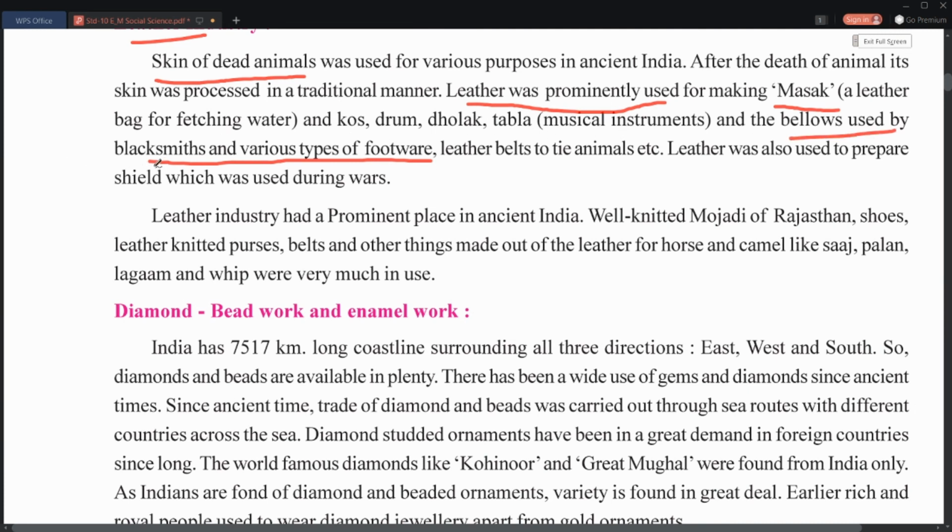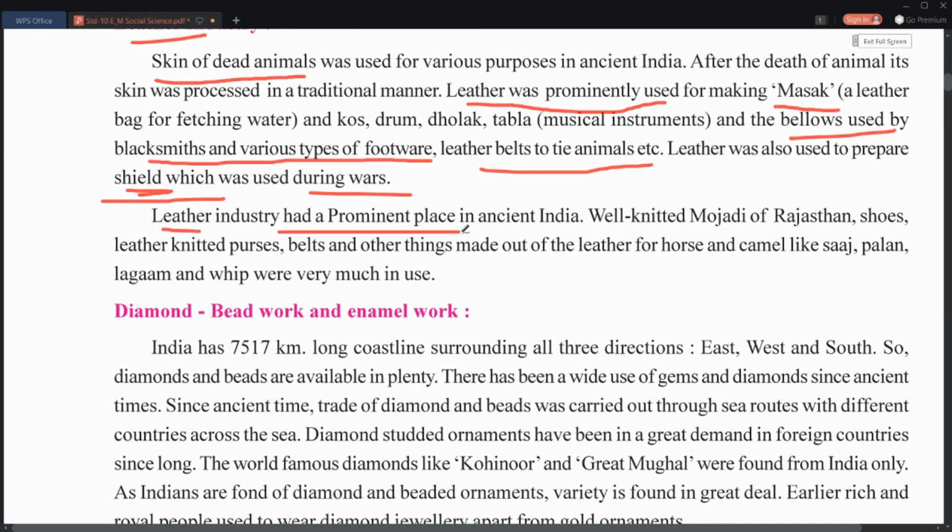Bellows were used by blacksmiths, and also various types of footwear. Leather bands to tie animals were also made of leather. Leather was also used to prepare shields, which were used during wars. You know the meaning of shield very well, which yodhas and sainiks, warriors, used to wear during wars.